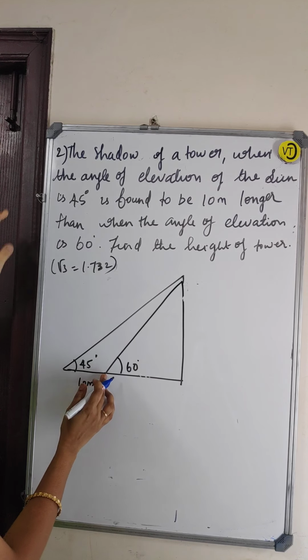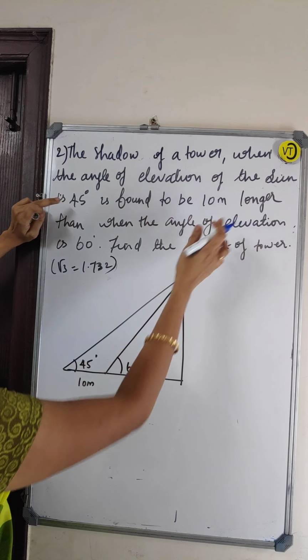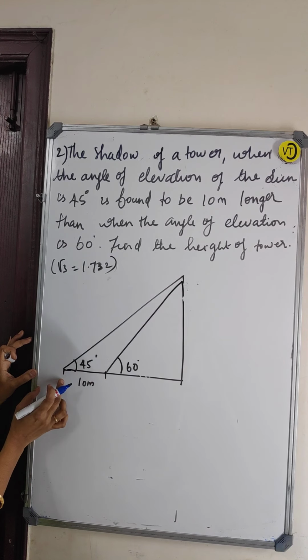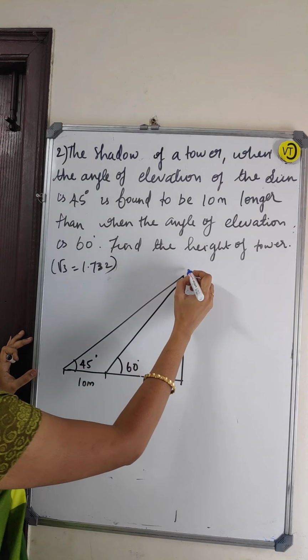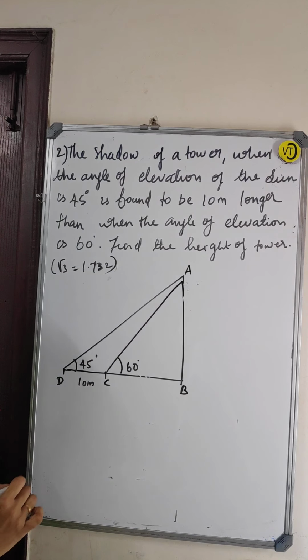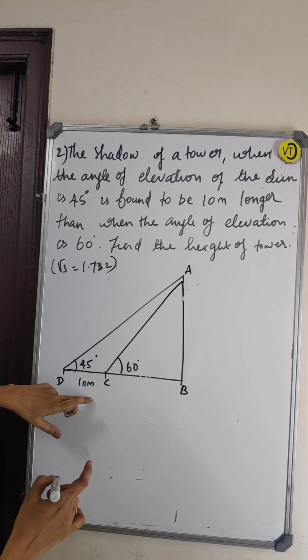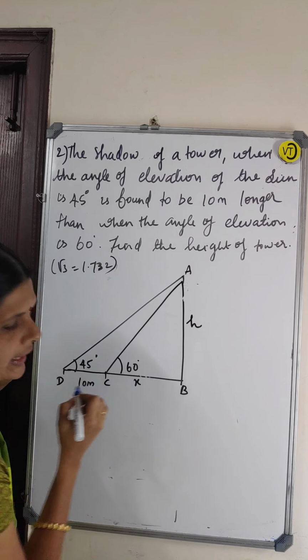This is 60 degree. The shadow when the angle of elevation of the sun is 45 degree is found to be 10 meter longer. So 10 meter will be longer. From this to here it is 10 meter, when the angle of elevation is 60 degree. Okay, so here I am taking A, B, C, D. I have written all those values, right? Height of the tower, the height you want, I can take as h.